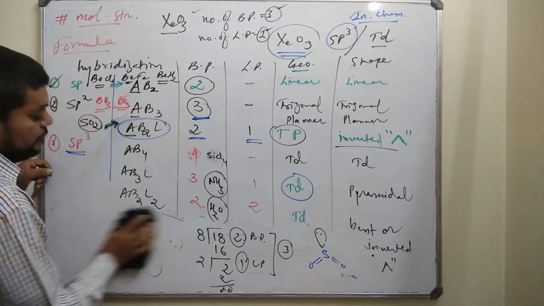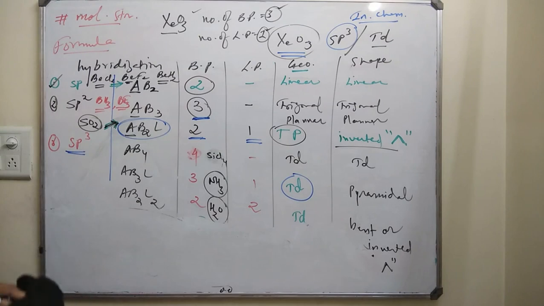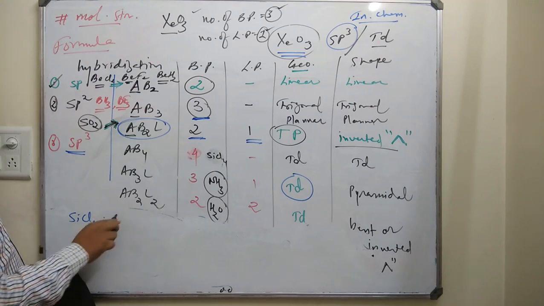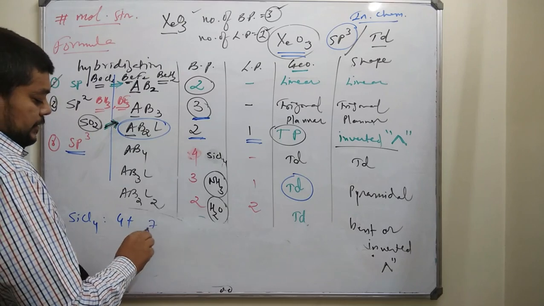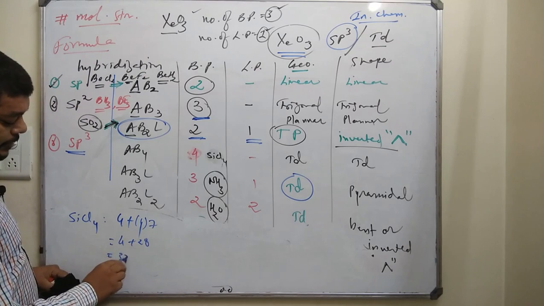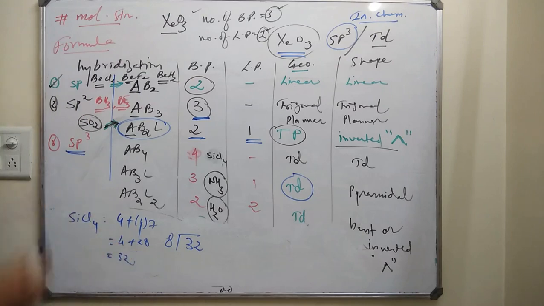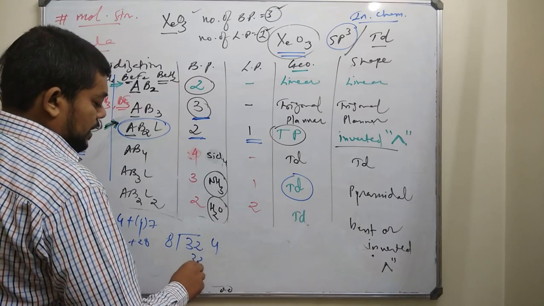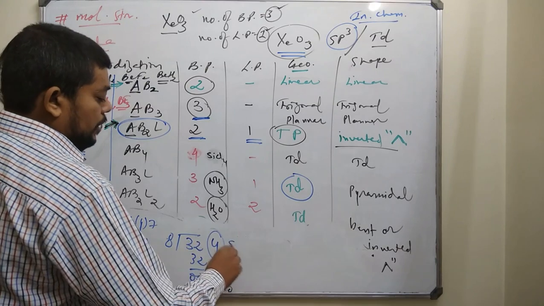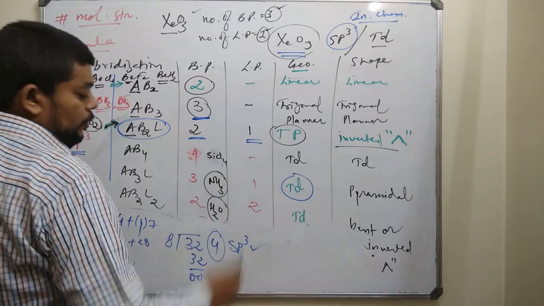Now let us move a step ahead and think of another example in the sp3 category, SiCl4. You can check over here. Silicon has 4 valence electrons. Each chlorine has 7 and 4 such chlorines. So 4 plus 28, you will end up with 32. So it's 32 divided by 8 because it is in the range of 9 to 56. So 8 4s are 32, and your answer is 4, which involves sp3 hybridization. And as the answer is 4, there are no lone pairs.